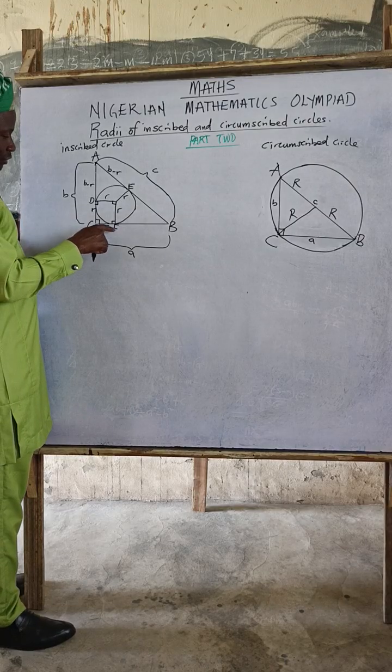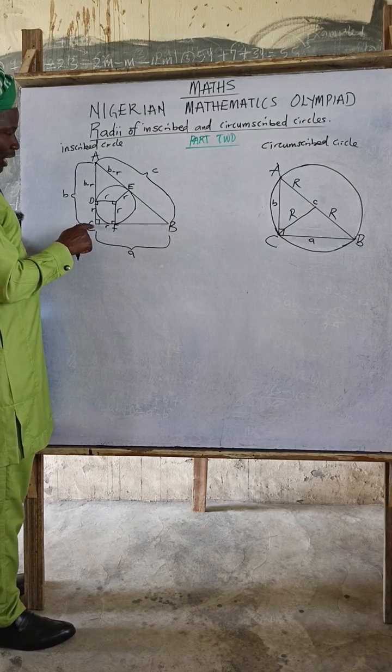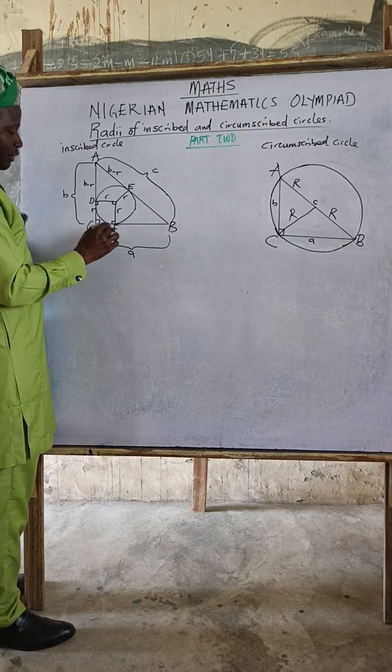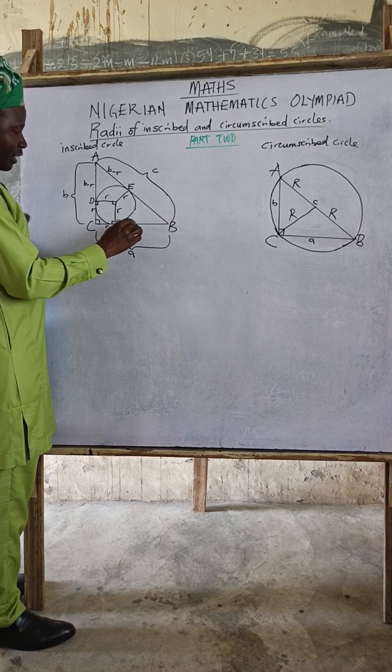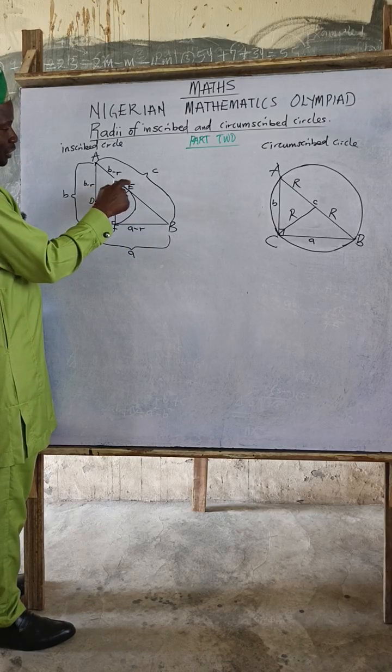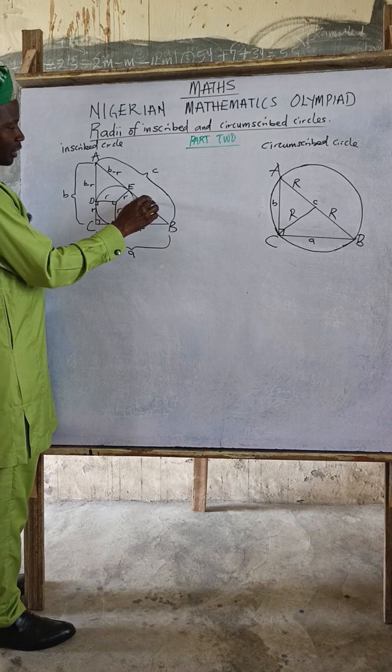From here to here, that is CF, is said to be R, and CB or BC is said to be A. If you want FB or BF, you take away R from A. You have A minus R. The same thing applies: FB equals BE, so this is said to be A minus R.